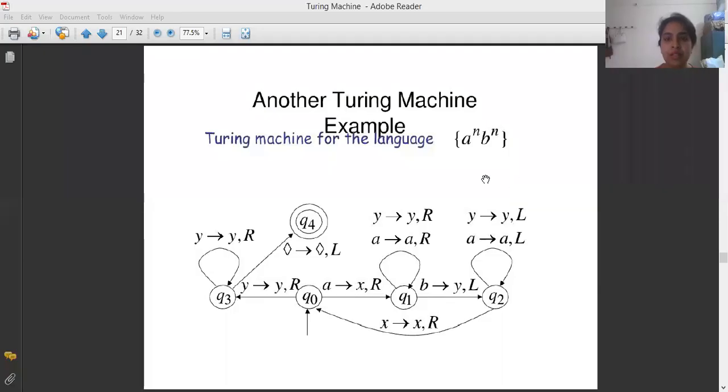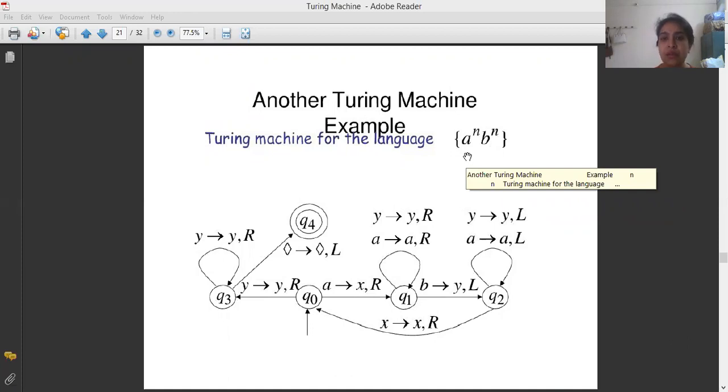Hello students, welcome back to another lecture on Turing Machine. Here we are going to learn examples on Turing Machine. The very first example that we are going to look at here is for the language A raised to n, B raised to n. Do you remember we had constructed a PDA for this?